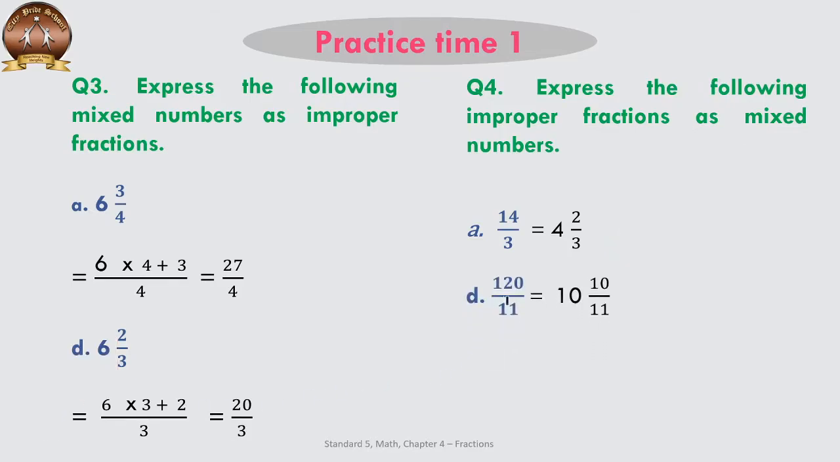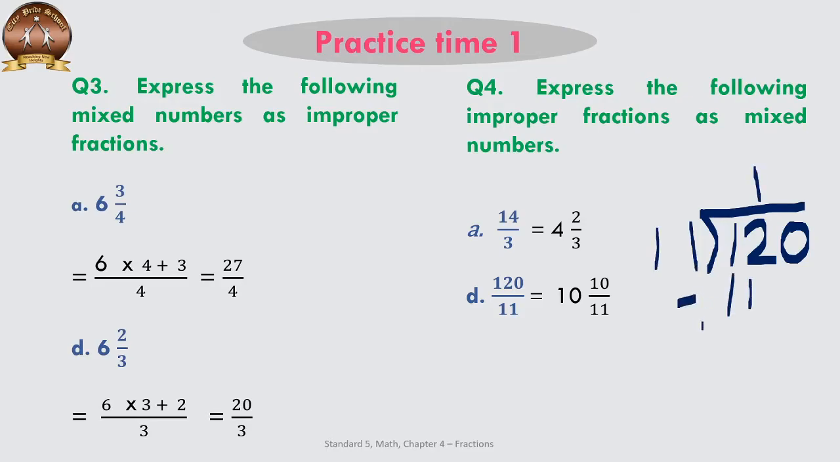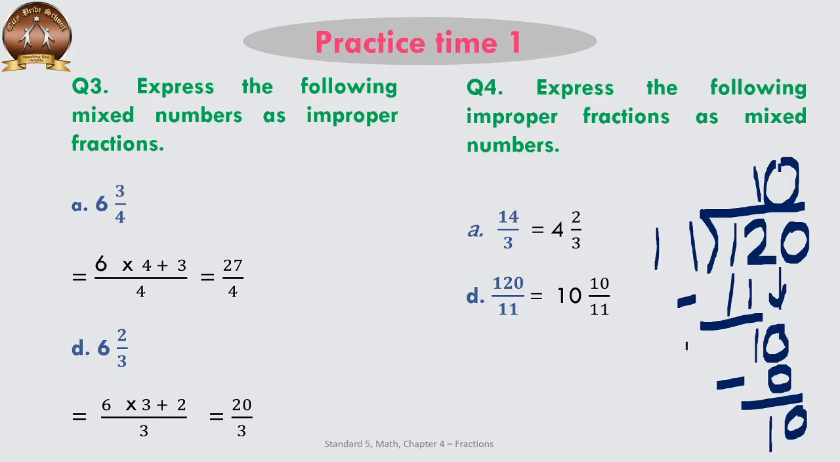Looking at the next question, 120 upon 11, the same procedure is what we follow here. Now 120 when divided by 11, 11 into 1 gives me 11. Subtract it and I get 1 as the remainder here and I bring a 0 down. This 10 is not divisible, but children, don't forget that 11 into 0 will give you a 0 here, and then when you do the subtraction you get 10 as the remainder. So 10 upon 11 is the fraction part that you get here.